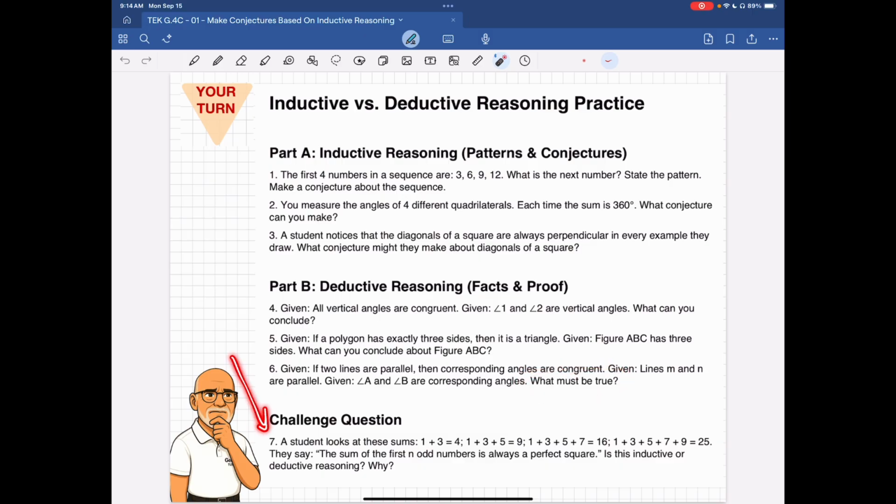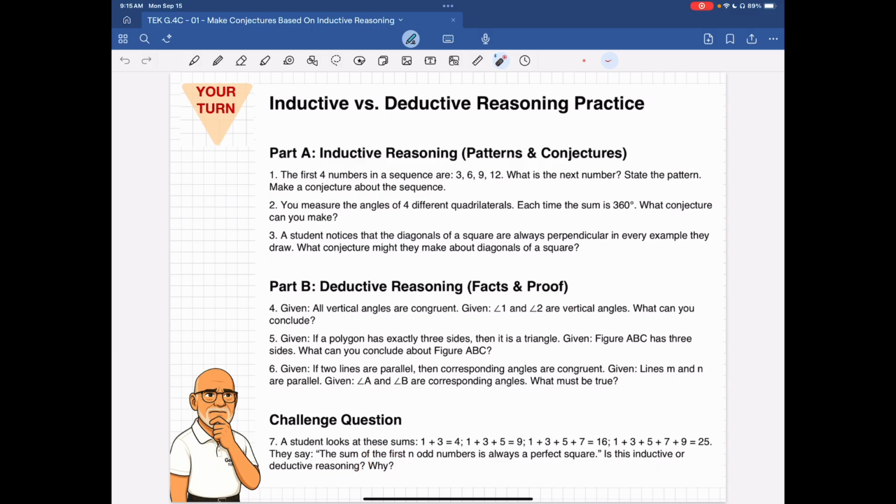Now, the seventh question is a bit challenging, but you can do this. A student looks at these sums. So 1 plus 3 equals 4. 1 plus 3 plus 5 equals 9. 1 plus 3 plus 5 plus 7 equals 16. 1 plus 3 plus 5 plus 7 plus 9 equals 25. Then they say the sum of the first n odd numbers is always a perfect square. Is this inductive reasoning or is it deductive reasoning, and why?